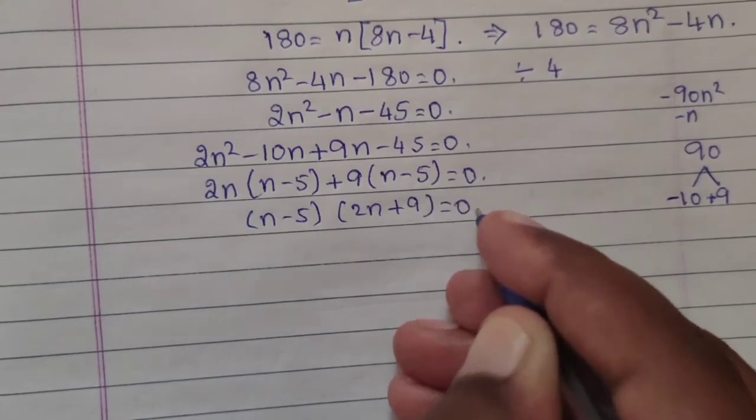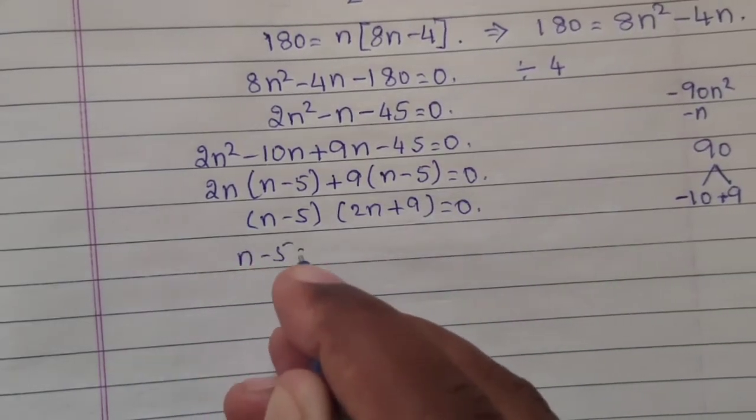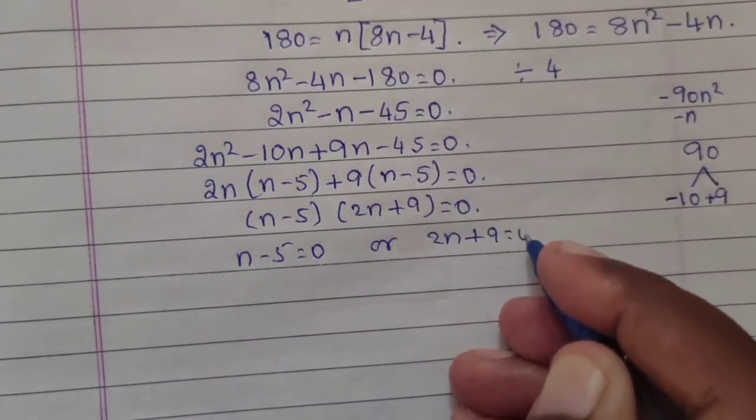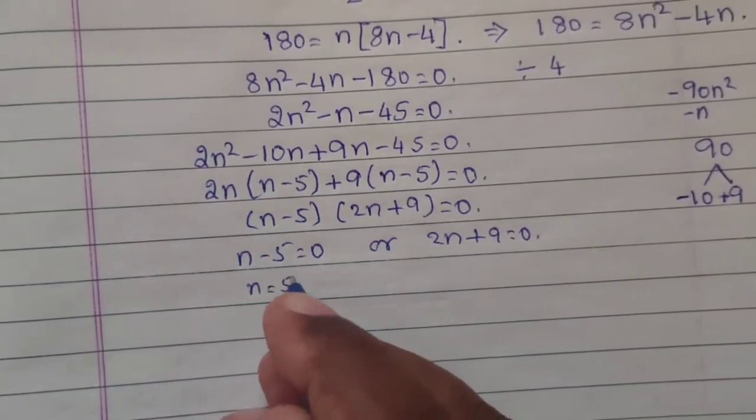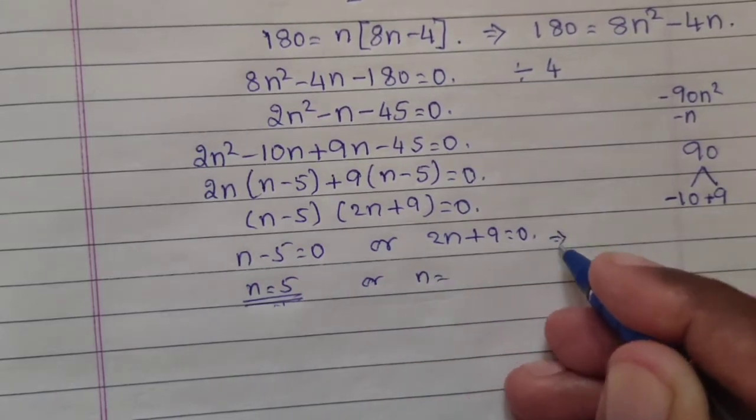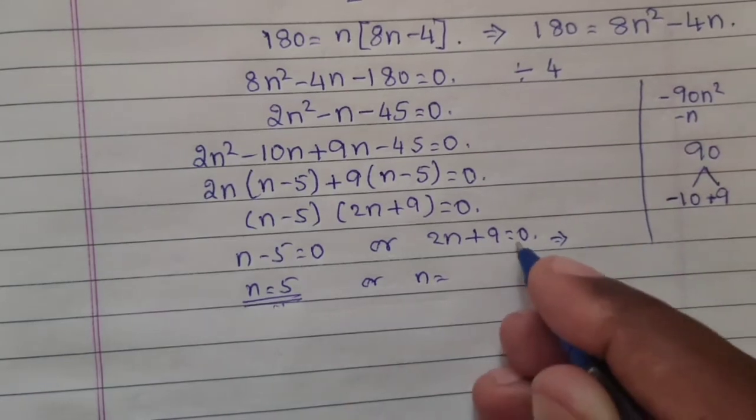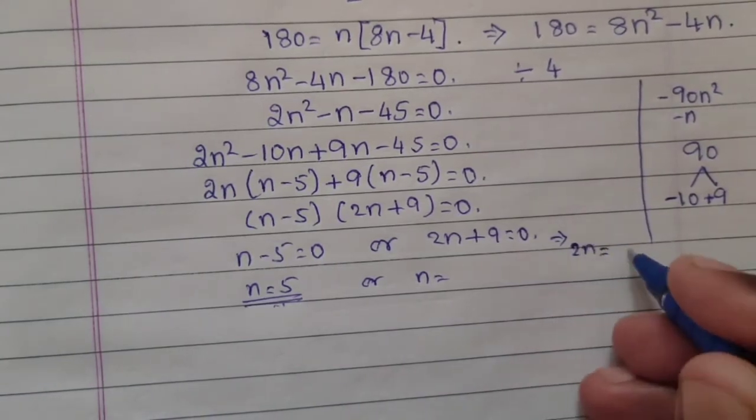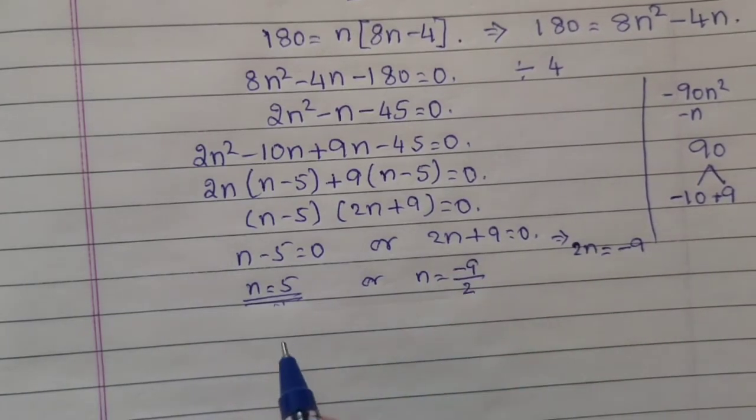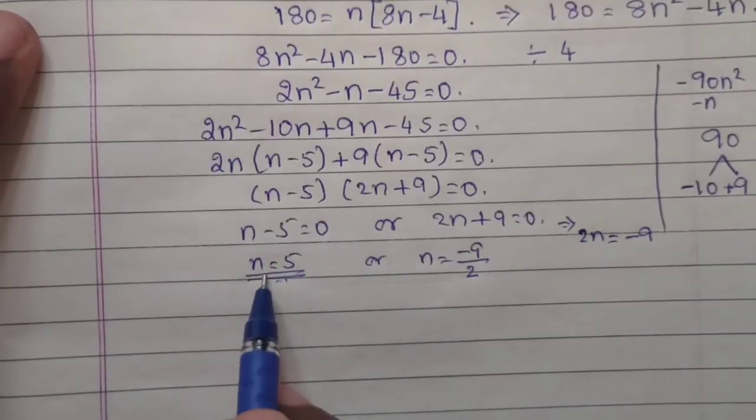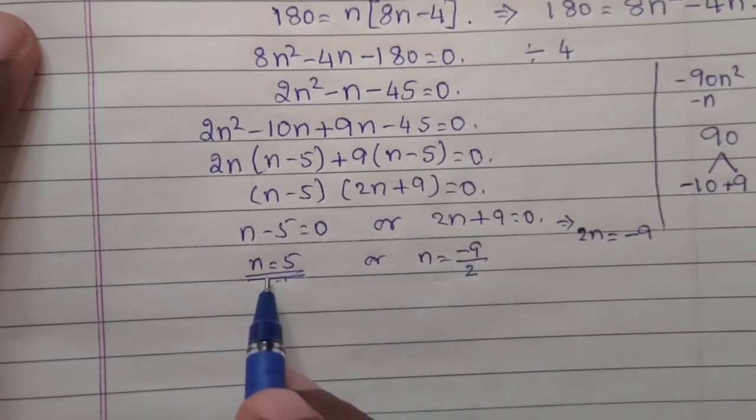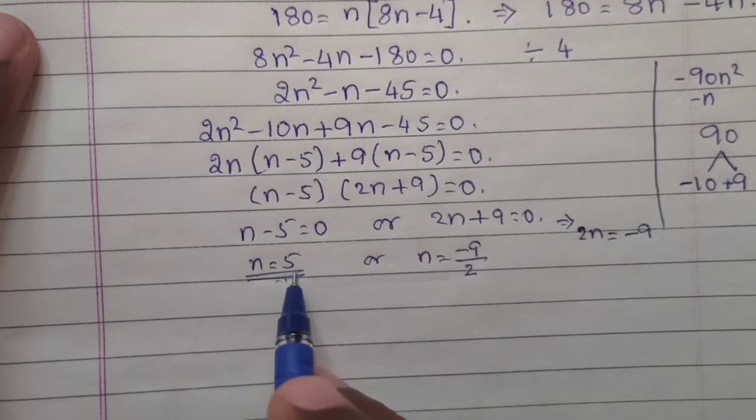equals 0, that is n minus 5 equals 0, or 2n plus 9 equals 0, that is n is equal to 5, or n is equal to, here 2n plus 9 is equal to 0, 2n is equal to minus 9, n is equal to minus 9 by 2. Here the value of n is a rational number. Since n must be a positive number, we are taking this as the answer.